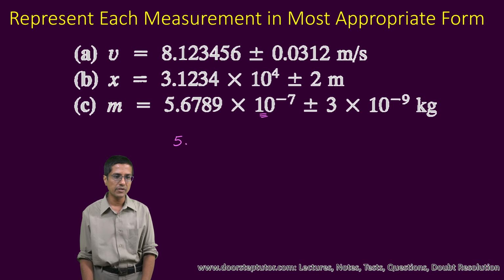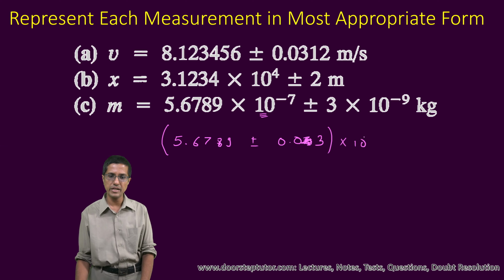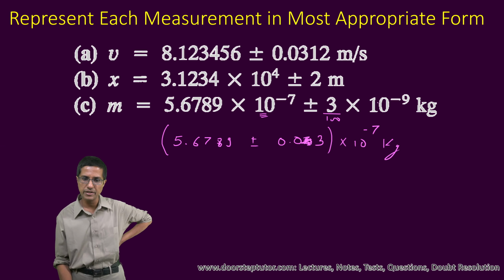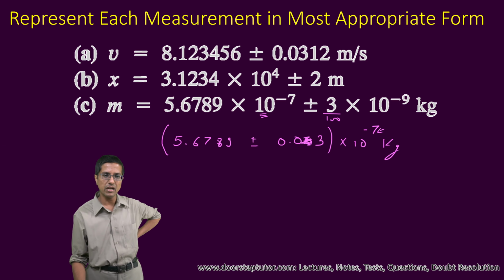So this will become 5.6789, and of course, plus minus 0.03. There is no additional 0, and this will be into 10 raised to power minus 7 kg. So I essentially divided the error by 100, and I have taken 10 raised to power minus 7 out. Very, very simple.